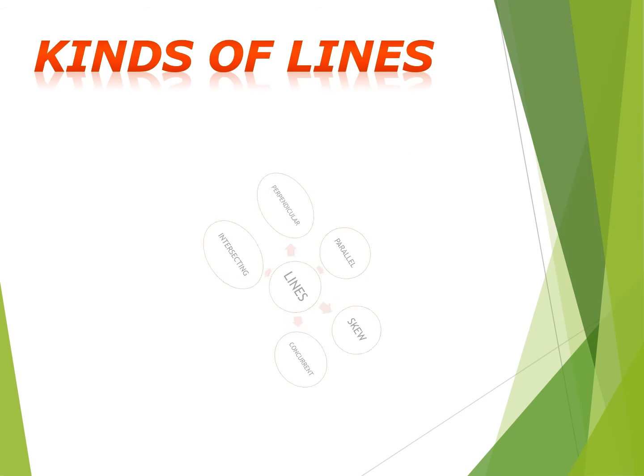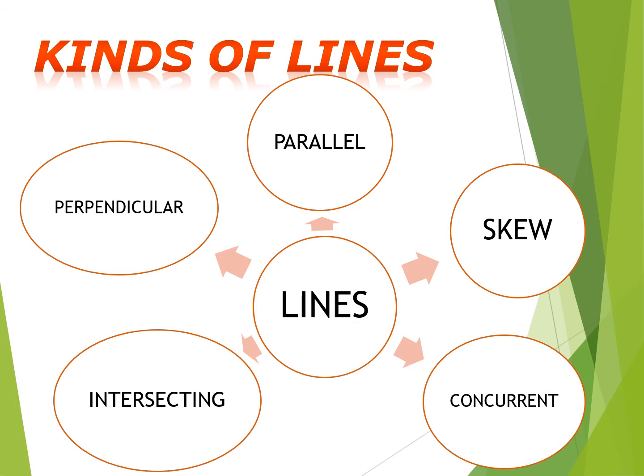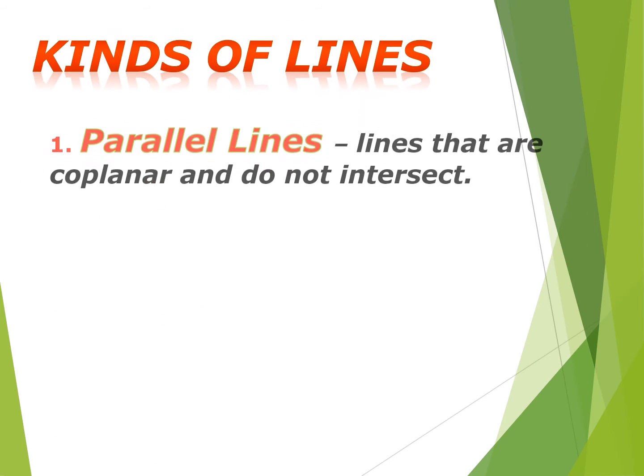Kinds of lines. First, we're going to deal with the following: we have parallel, perpendicular, intersecting, concurrent, and skew lines. Let us discover the differences and the similarities of these lines. Let's have the first one. Parallel lines are lines that are coplanar and do not intersect.